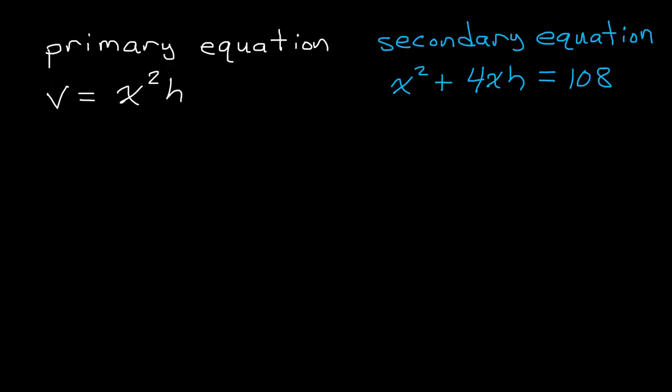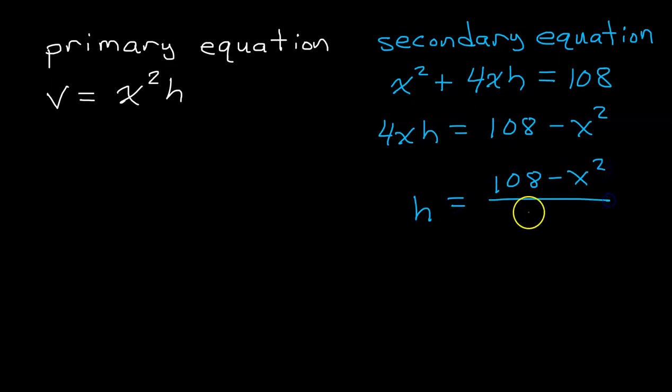If we subtract x squared from both sides, we will have 4xh is equal to 108 minus x squared. If we divide both sides by 4x, we get h is equal to (108 minus x squared) over 4x.